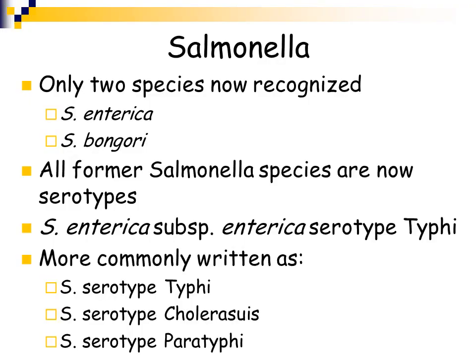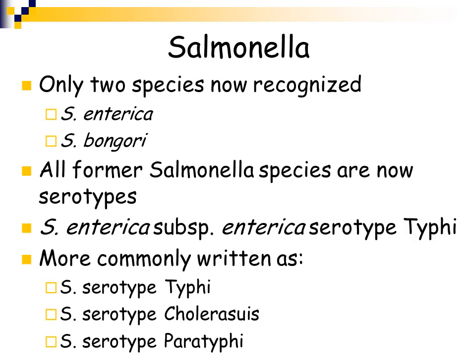There are two species that are now recognized in the genus Salmonella. There used to be other species, but Salmonella has been reorganized. So the two species are Salmonella enterica and Salmonella bongorii. All of the previous Salmonella species are now serotypes. So there's Salmonella enterica, subspecies enterica, serotype typhi.